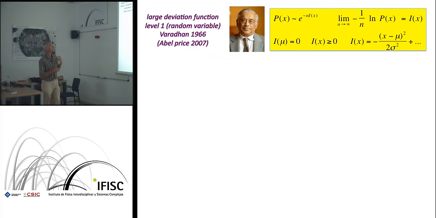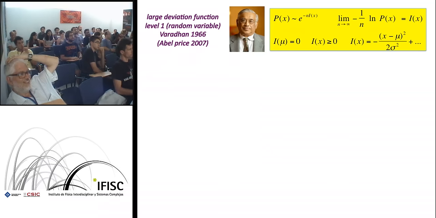The central limit theorem actually corresponds to an expansion of this function around the maximum value. Zero is the maximum, all the other values are negative. So if you do a parabolic approximation around that point, you get the central limit theorem. Okay, the signs are wrong. The I is positive, sorry. Ah, yes, I'm sorry. Good.